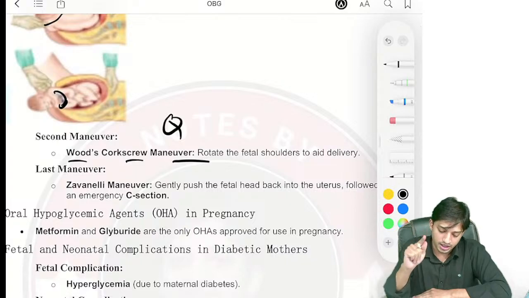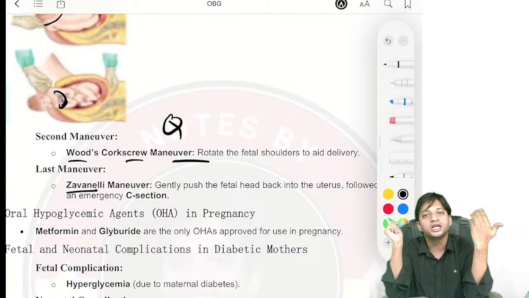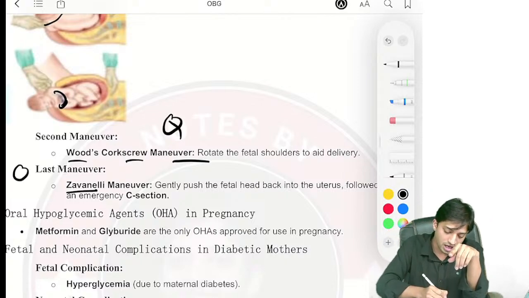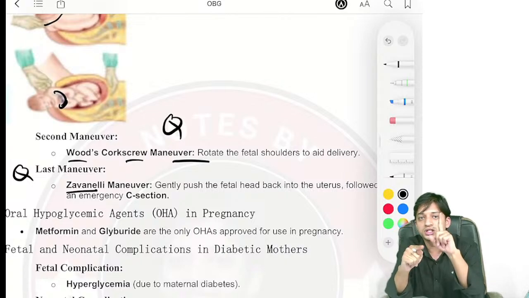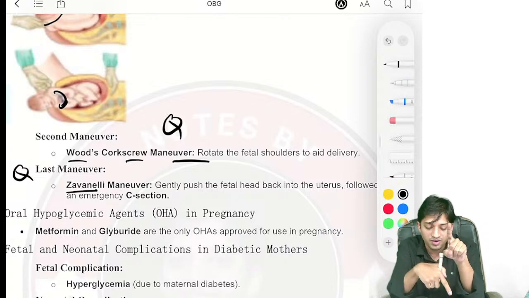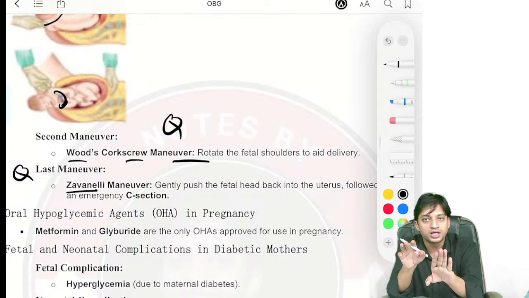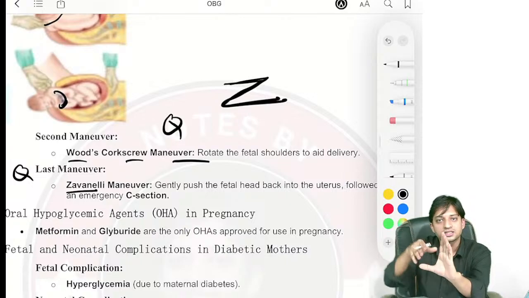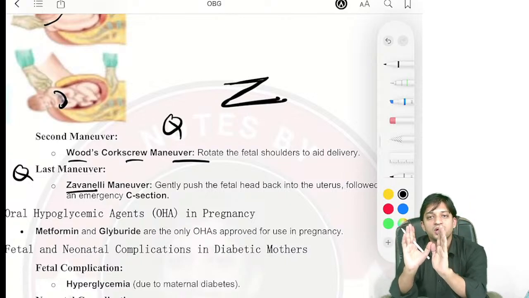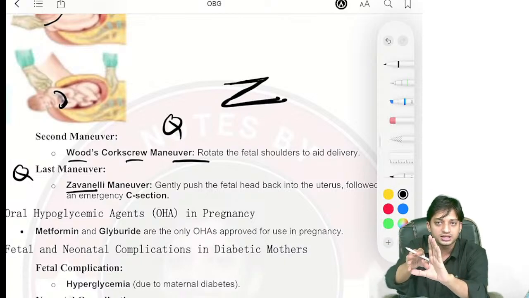Last maneuver is the Zavanelli maneuver. In this, what happens if you see that you are unable to deliver? In Zavanelli maneuver, this is also an asked question, very important asked question, PYQ. Ekdam, I am telling you, for sure a 1 mark question will be covered from this topic. Pakka aayega. Be attentive. Zavanelli maneuver, do nothing. Z for Zava, remember from the trick, Z for Zava. जिधर से आया, you are just going like in the Z shape. जिधर से आया उधर घुसा देना है वापस. Remember from this trick, very easy simple trick. Zava, Z, जिधर से आया, just insert the fetus.